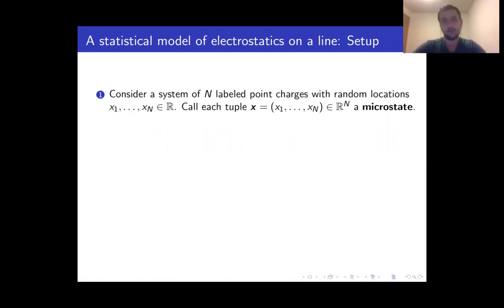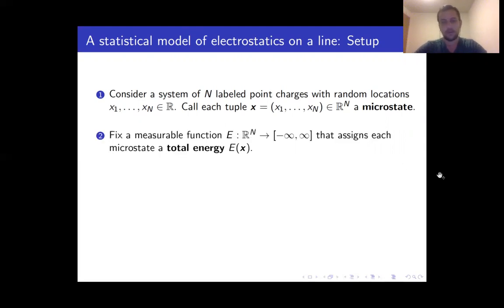The setup here is we want to consider n labeled point charges with random locations, say x1 through xn in R. So this is on a line. And we're going to collect those into a tuple called bold x. And these tuples are going to be called microstates. So what you want to imagine is that the system is randomly changing between various microstates.